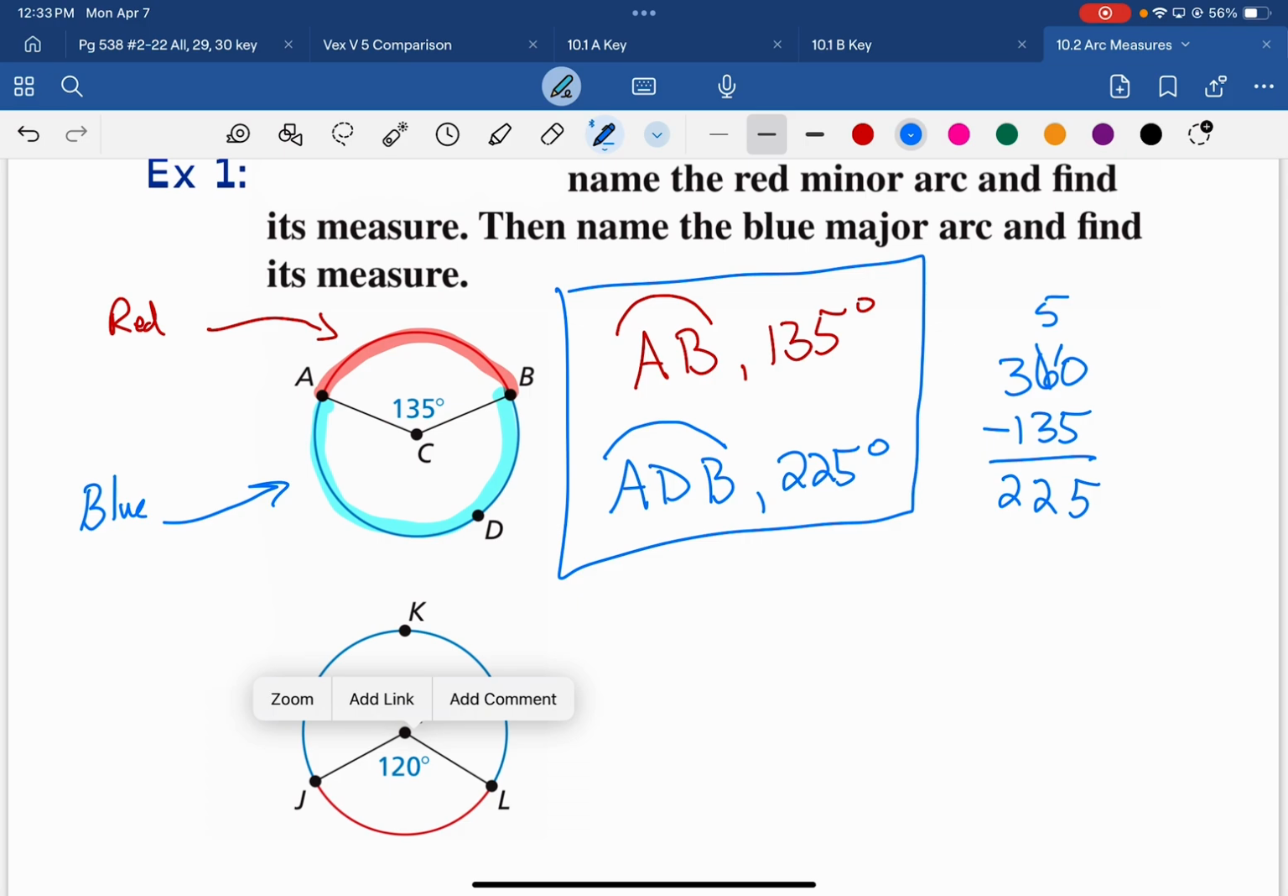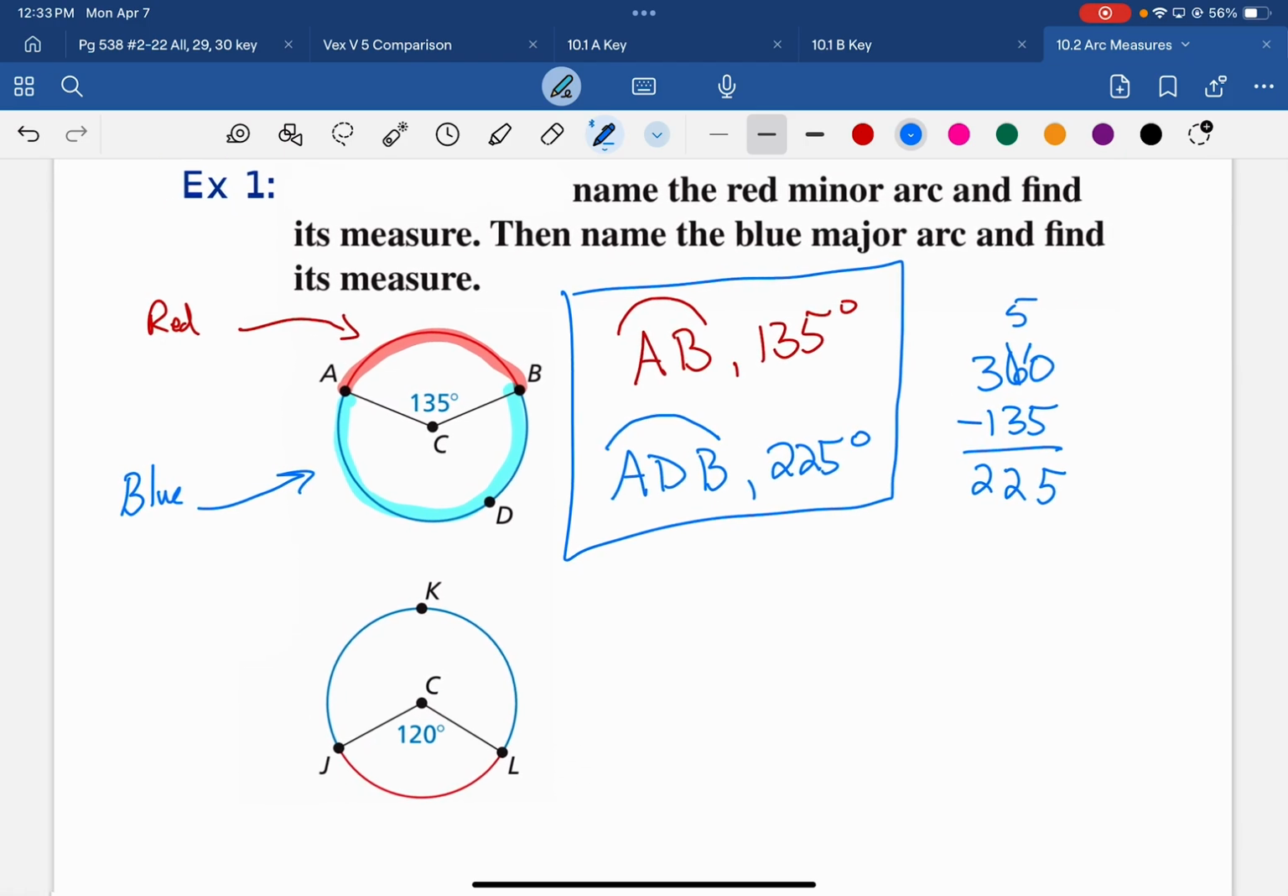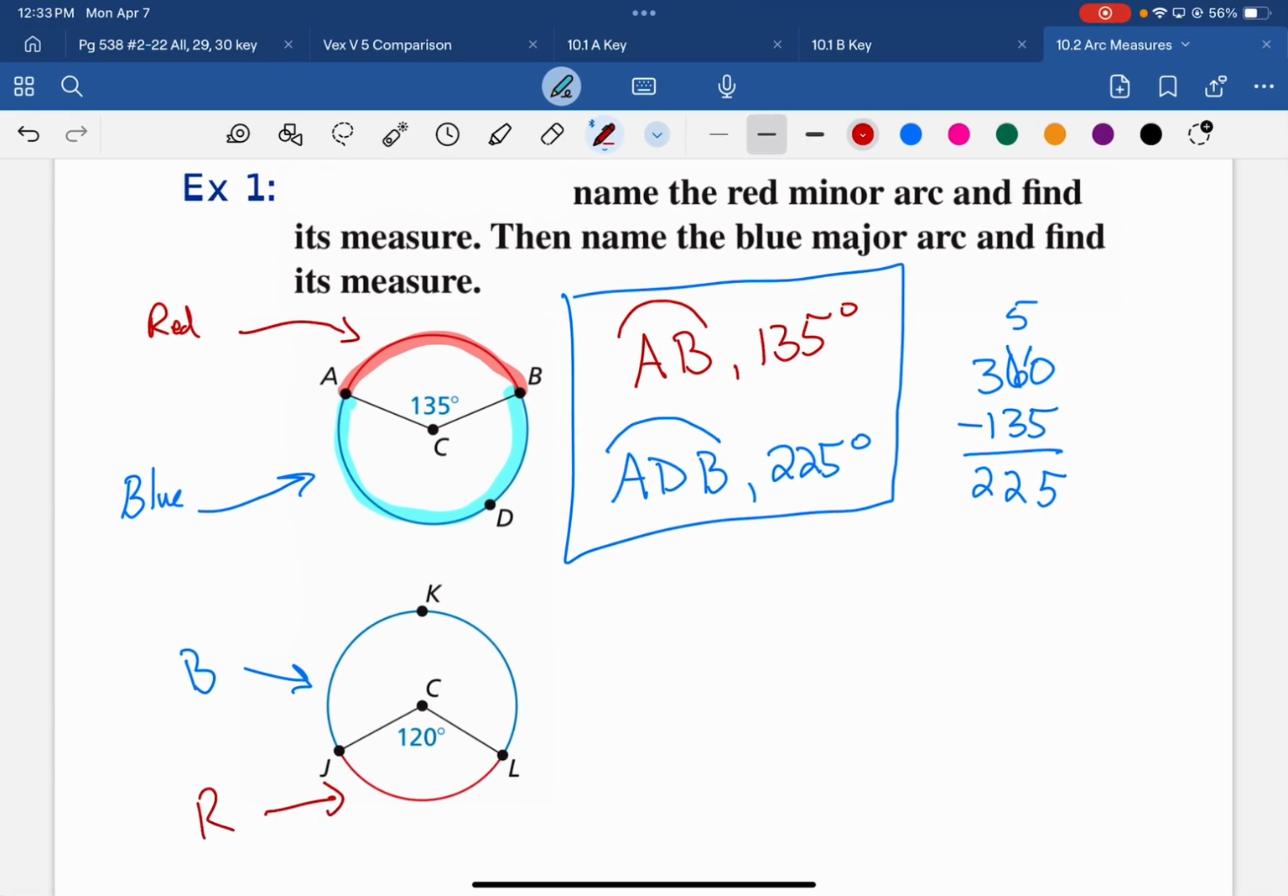All right, we'll go quicker through this next one. So once again, label it. That's blue. That's red. Okay. Someone tell me, what's the name of the red one? Arc JL. What's the other way we could have named it? LJ. How much does it equal?